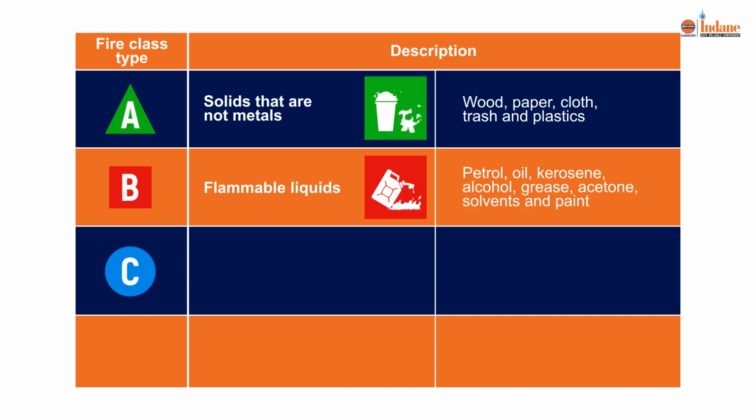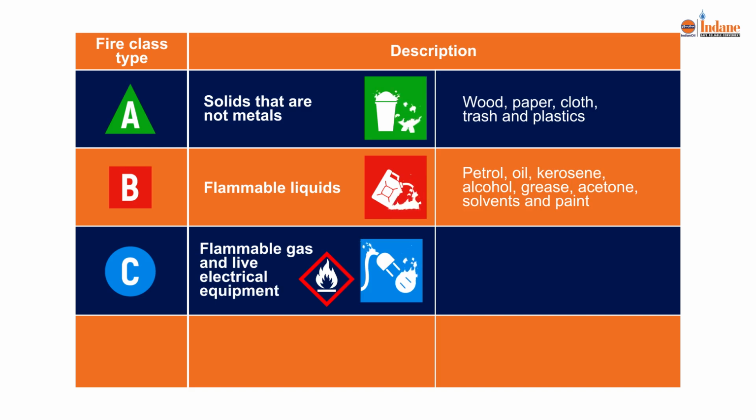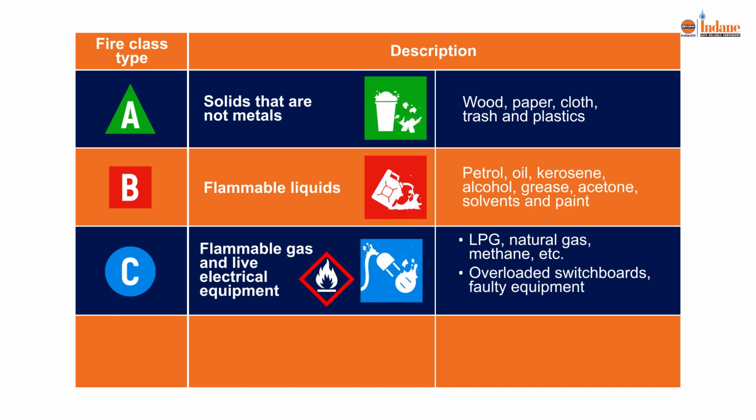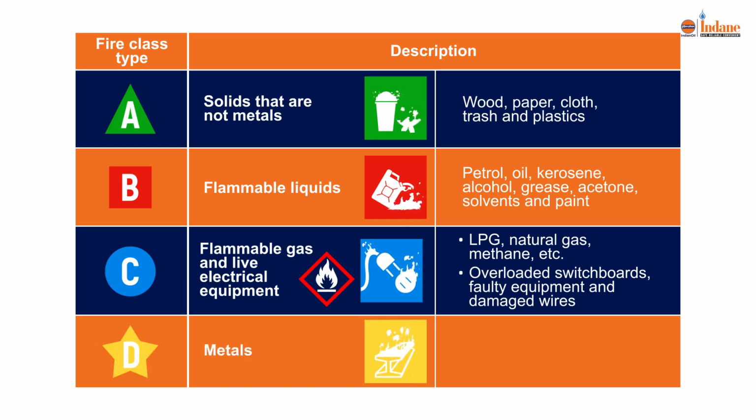Class C includes flammable gas such as LPG, natural gas, methane, etc., and electrical equipment such as overloaded switchboards, faulty equipment, and damaged wires. Class D includes metals such as potassium, sodium, aluminium, and magnesium.